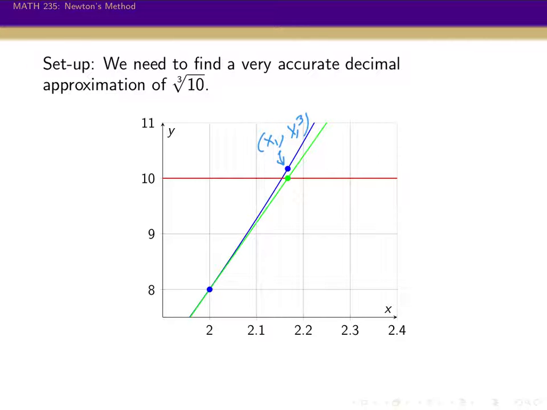Now that I know x1, I can do the same trick I did before. Take the tangent line through that point, and then look where it crosses 10, and now we see we're even closer than we were before. In fact, it's so close, it's really hard to tell the difference between the two in this picture.